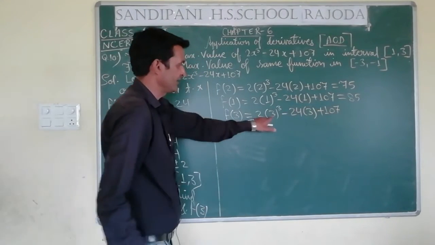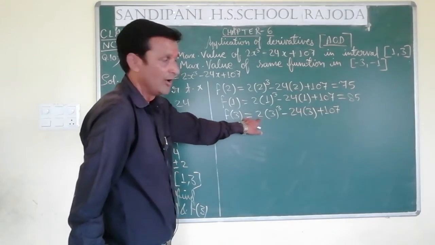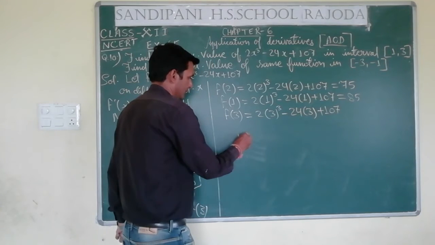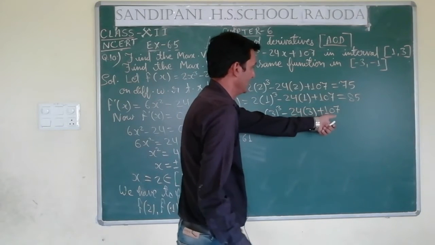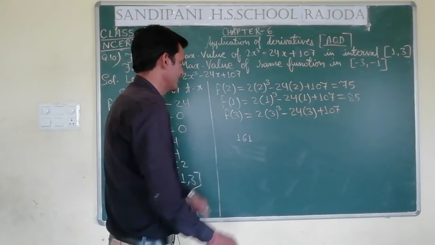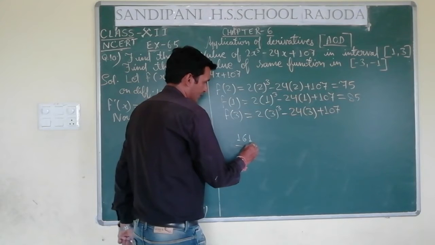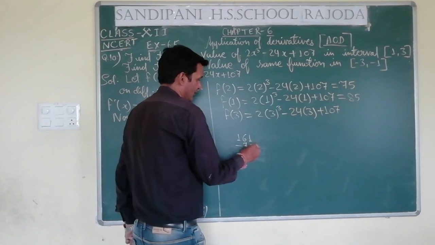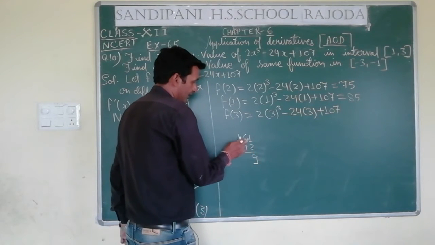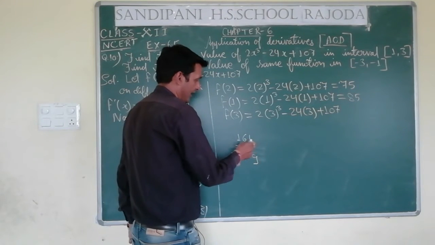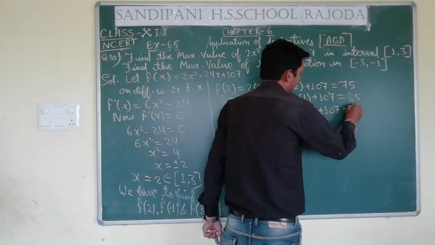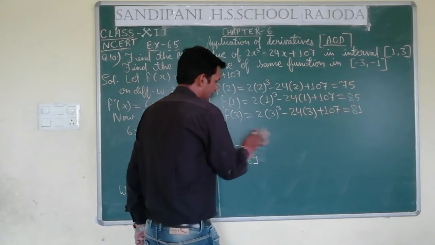Now at this point, 3 × 3 is 9, 9 × 3 is 27, 27 × 2 is 54. 54 and 107 is 161. 161 minus 24: 3 × 4 is 12, 3 × 2 is 6 and 1 is 7, so 72. 161 minus 72 is 89. So it is 89. Which is the maximum value? This is the maximum value.